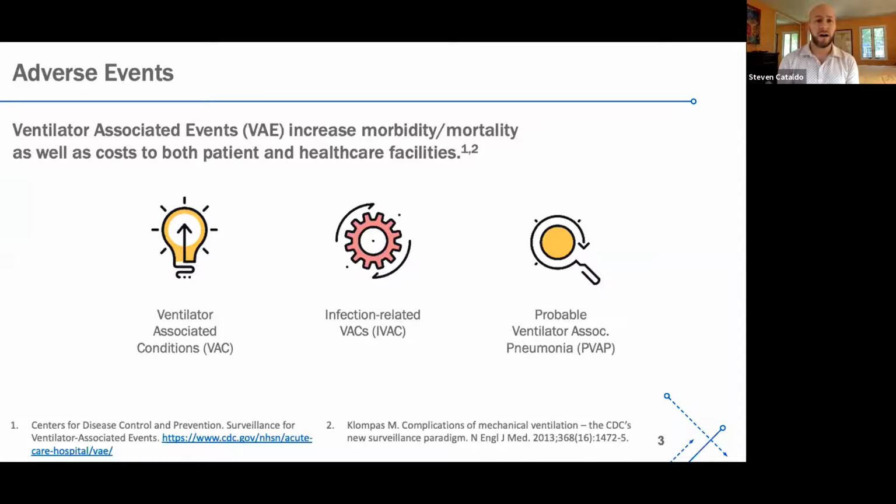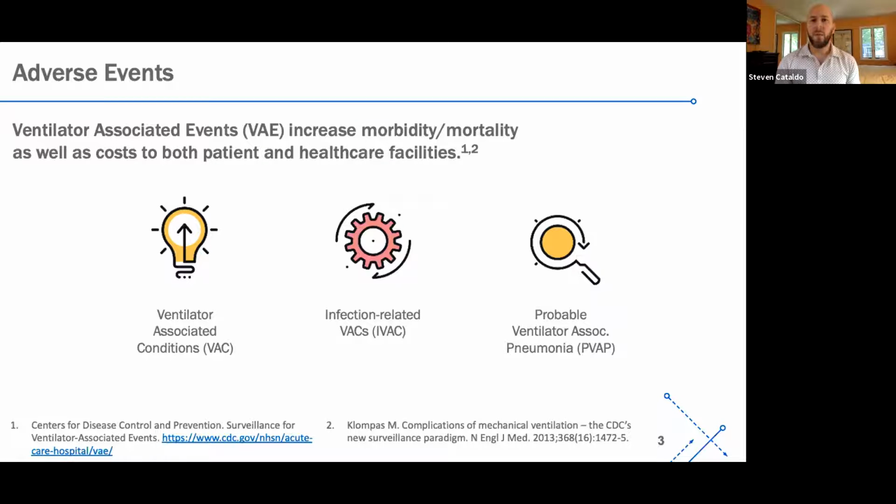And we know that ventilator-associated events, as defined by the CDC, which is usually the easiest definition to use, will increase morbidity and mortality in the patient, and of course will increase cost to both patient and healthcare facility.